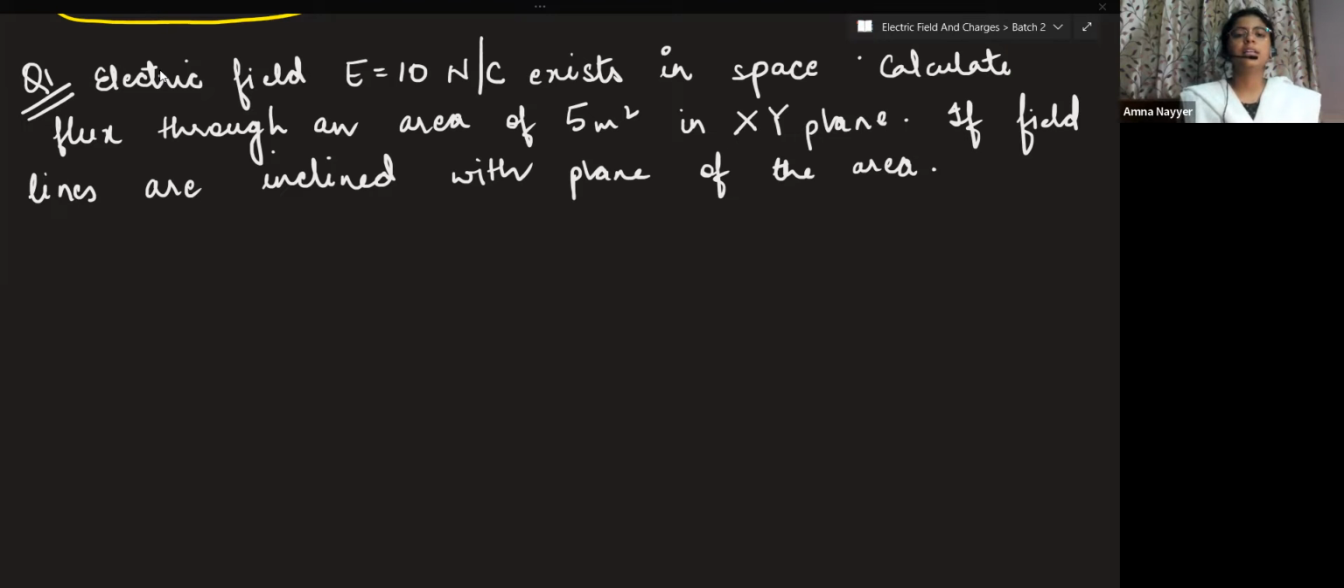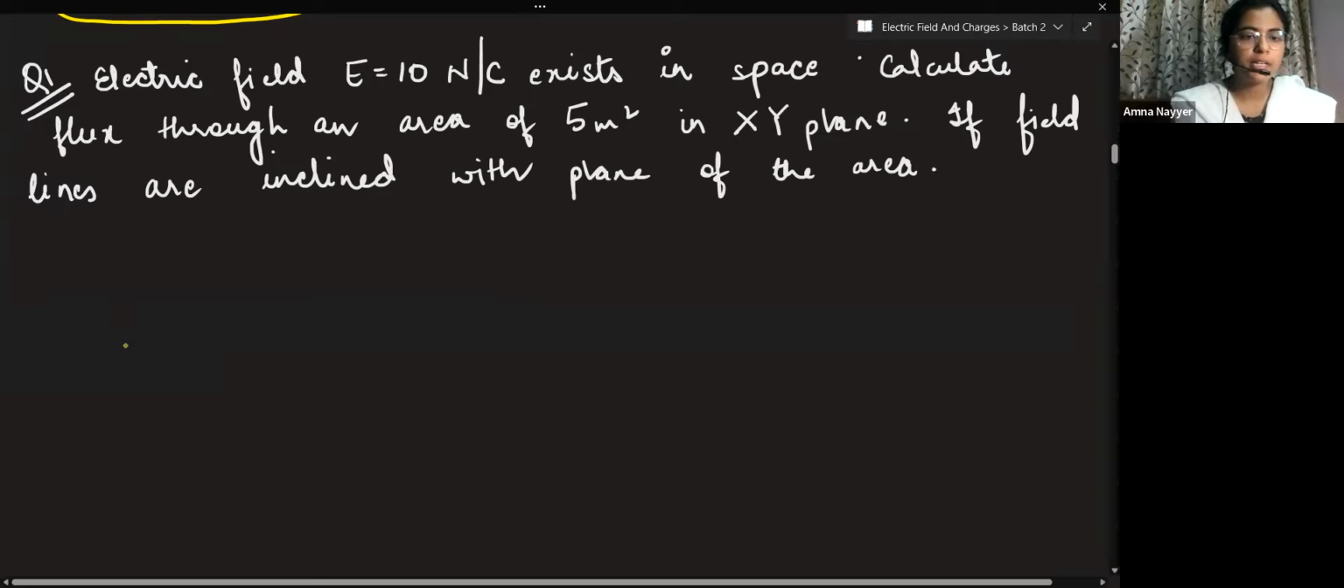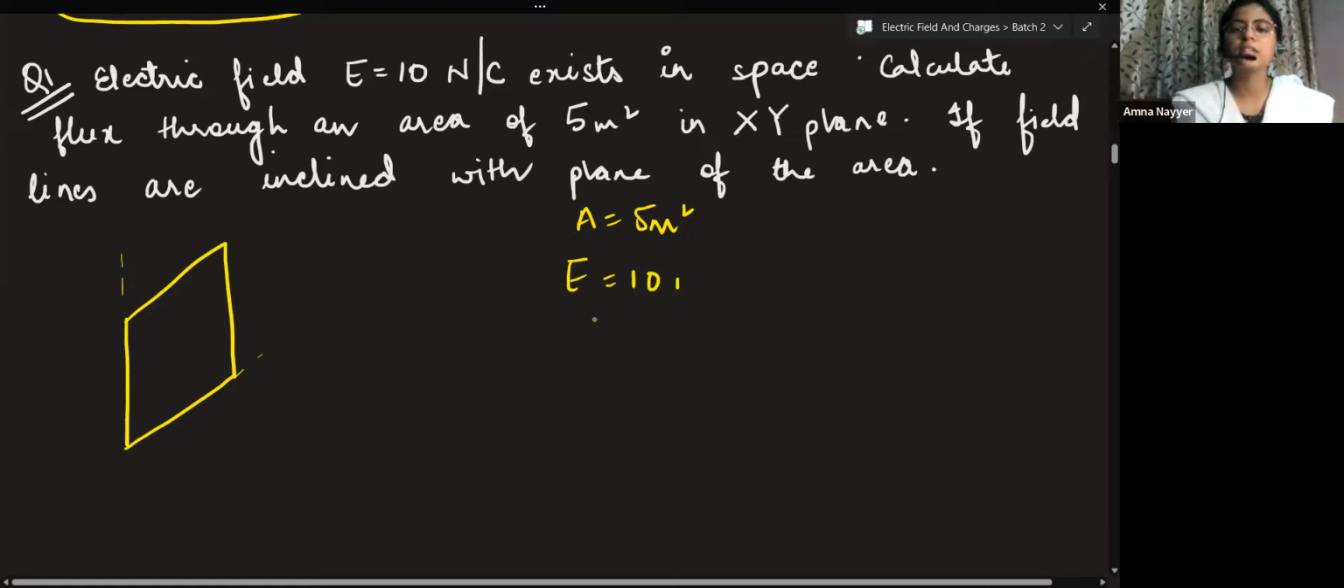Let's discuss it now. See, the electric field is given as 10 Newton per coulomb. This exists in space. You have to calculate the flux through an area of 5 meters square in the XY plane. So let's say this is the XY plane. This is your x-axis, this is your y-axis. In this XY plane, you have a surface area, and the area is 5, not centimeters, it is 5 meters square only. And you have an electric field of 10 Newton per coulomb.